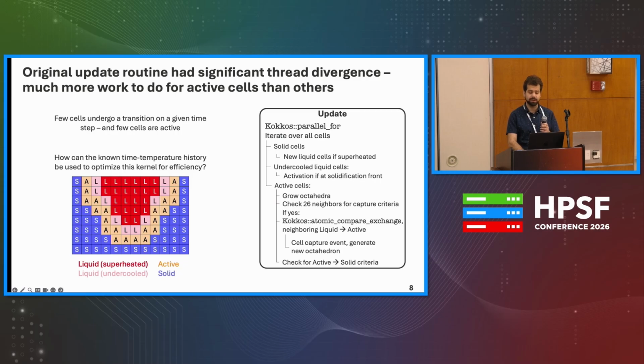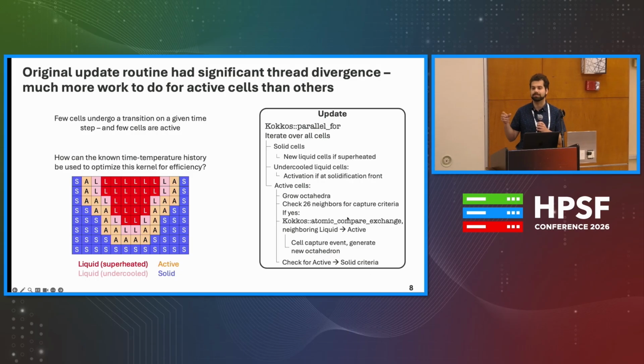But originally, the main thing that we're doing in this code is a Kokkos parallel_for over all the cells. If you're a solid cell, you can turn into a new liquid cell if we went above the liquidus. If we're an undercooled liquid cell, we check to see if activation needs to occur. And if we're an active cell, there's this procedure of updating my octahedron size, checking my 26 neighbors to see if any of them are liquid and my octahedron is big enough to engulf them. If it is, there's a Kokkos atomic compare exchange so that we don't operate a capture event on two cells at the same time.